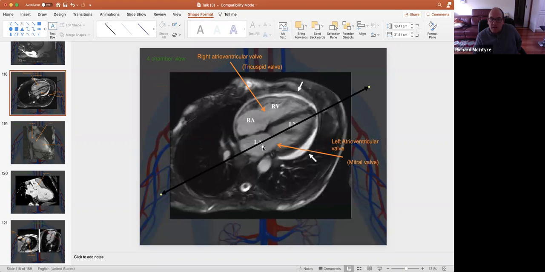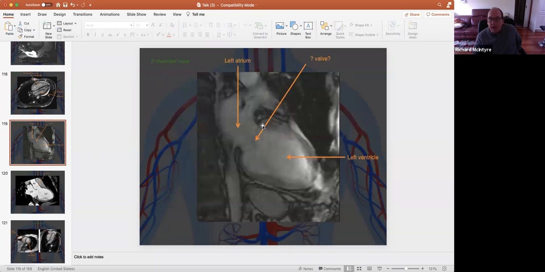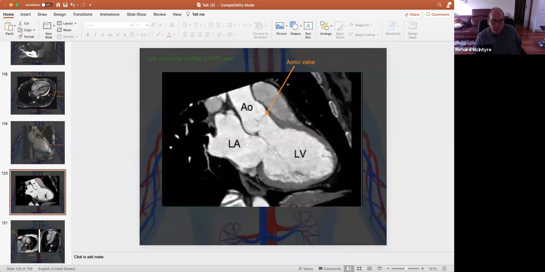Okay, so if we took that slice out and looked at it, we would get a left ventricle, the mitral valve, and then we get the left atrium, okay? And of course, we've got nice myocardium there that we can interrogate or view, okay?